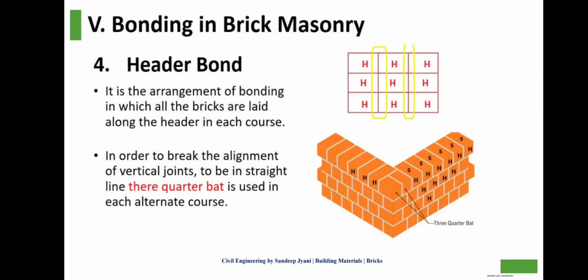Header bond. It is the arrangement of bonding in which all the bricks are laid along the header in each course. In order to break the alignment of vertical joints from being in a straight line, three-quarter bat is used in each alternate course.